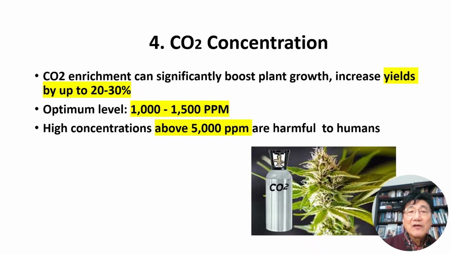For maximum growth, growers typically aim for CO2 levels between 1000 and 1500 ppm during the plant's life cycle. But high concentrations of CO2 above 5000 ppm are harmful to humans, so proper ventilation and the use of CO2 monitors with alarms are essential.